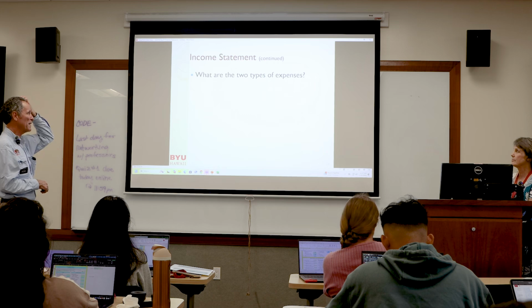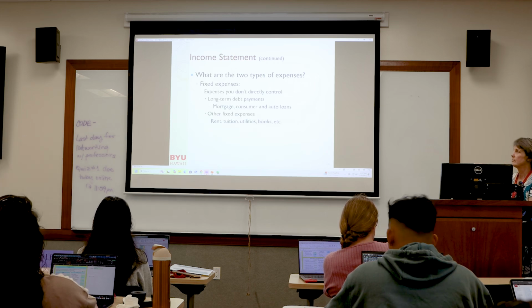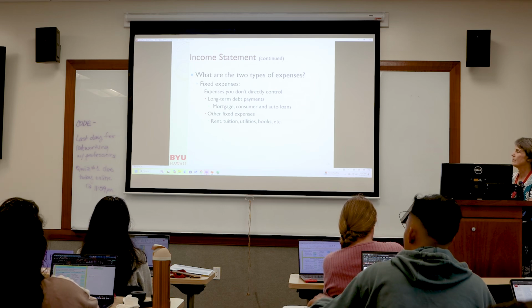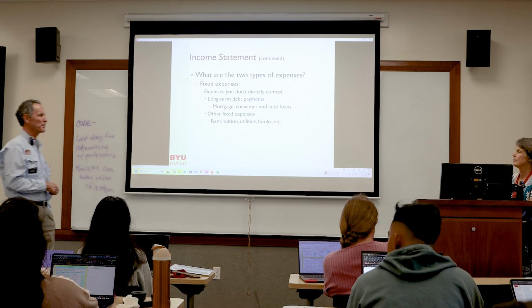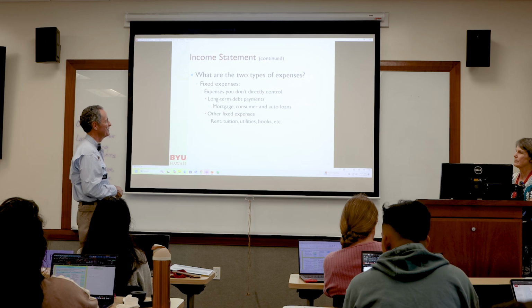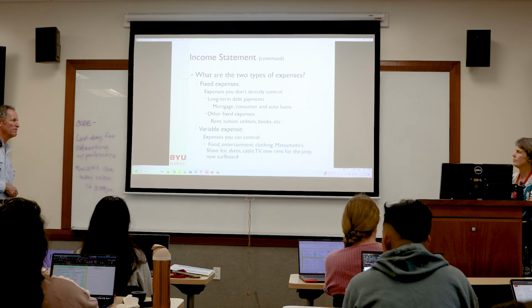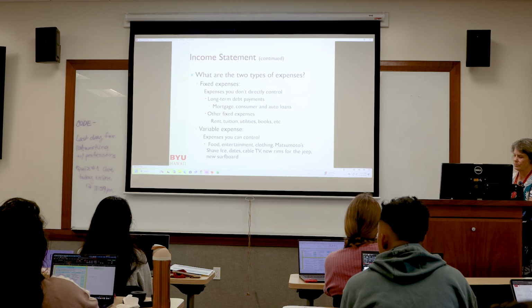So 2 types of expenses, we talked about those. In our budget, we actually separated it out for you to make it easy. Fixed expenses, you don't directly control those. You have to pay your rent. You have to pay your cell phone bill. You have to pay your tuition. And then your variable are ones that you can control: food, entertainment, clothing. Now, you still have to eat, you still have to survive, but you have a degree of control over those.